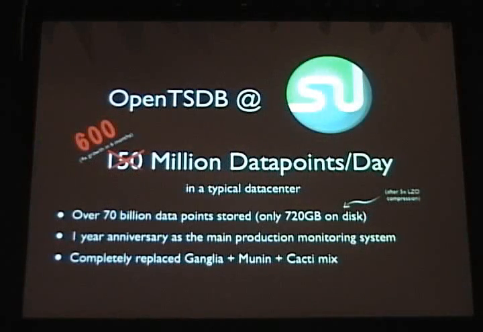So first of all, at this time of the year, we're getting pretty close to the first year anniversary of OpenTSDB being the main production monitoring system at StumbleUpon. When I was talking at Strata, I said that we were collecting 150 million data points per day. As of today, we're collecting more than 600 million per day, so that's a 4x growth over 6 months. In a typical data center, we are storing about 70 billion data points, and that's only costing us 720 gig of disk space, which is nothing.